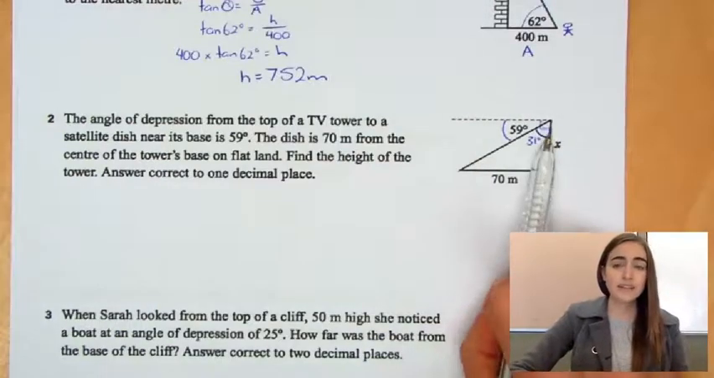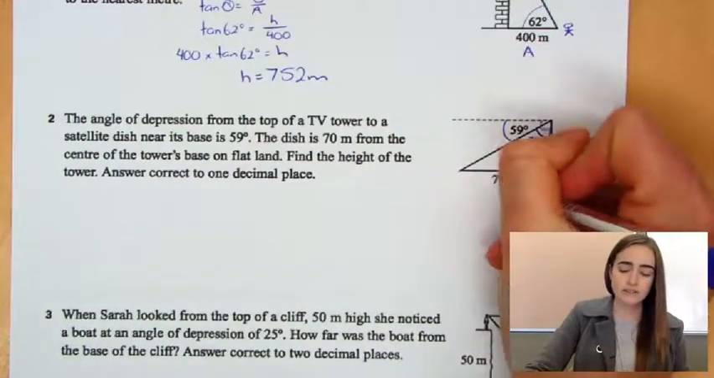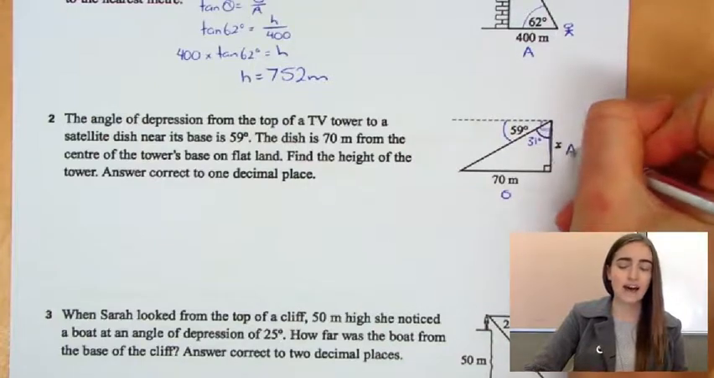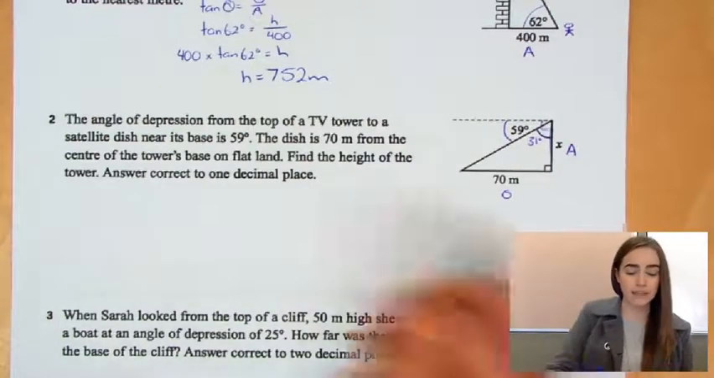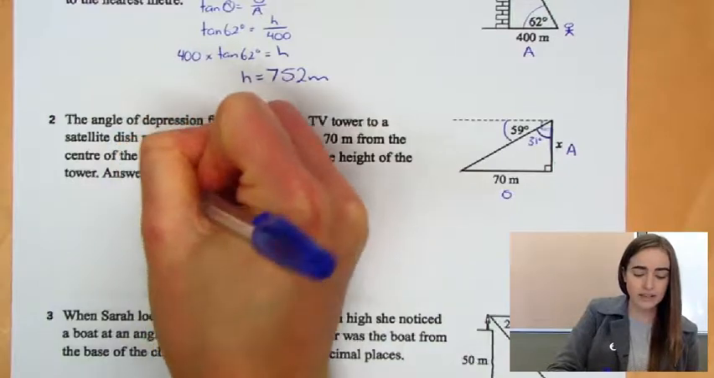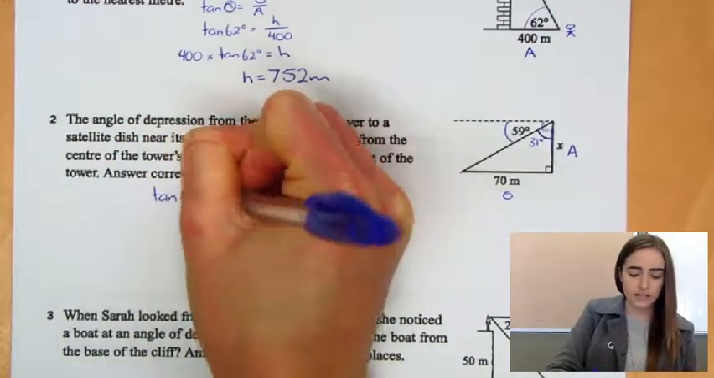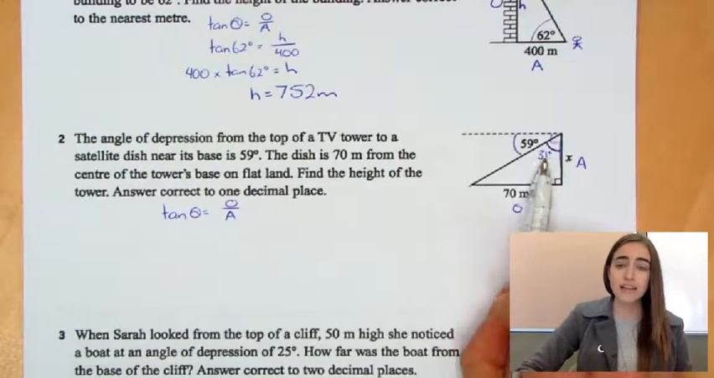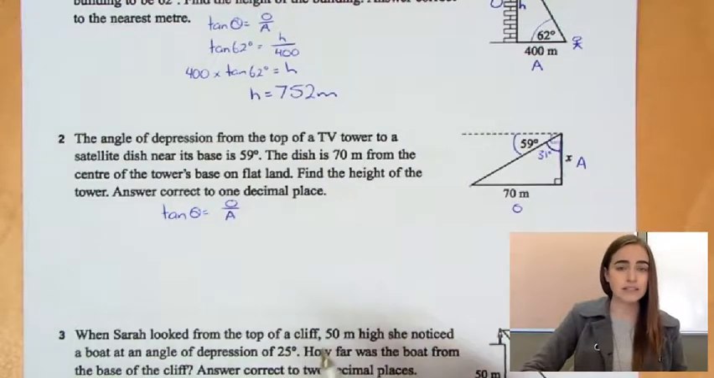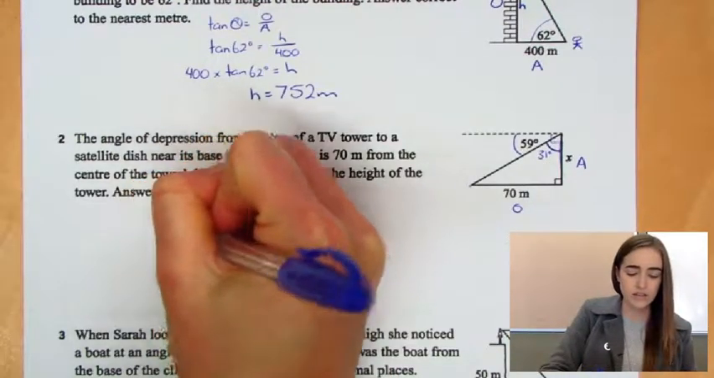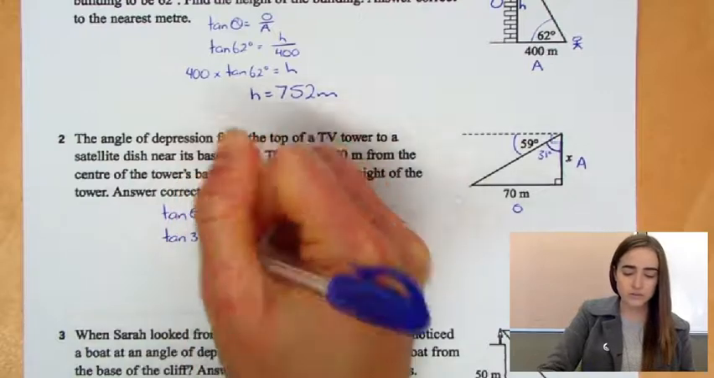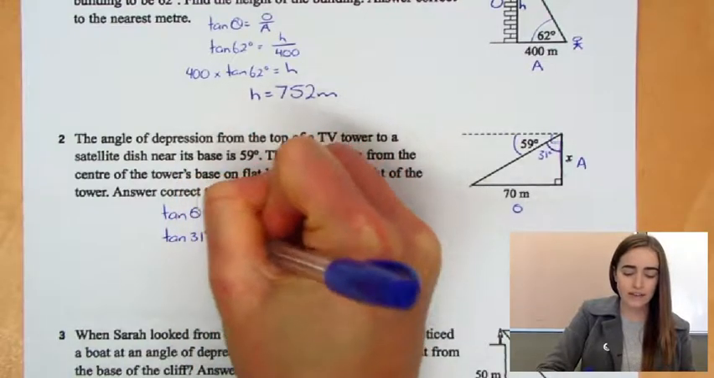So now we've got one in there. We've got our opposite side is our 70 and our adjacent is our X. So we've got a tan problem again. So we've got tan theta equals opposite over adjacent. So our theta is that 31. It has to be the angle that's inside. So tan 31 degrees is equal to 70 over X.